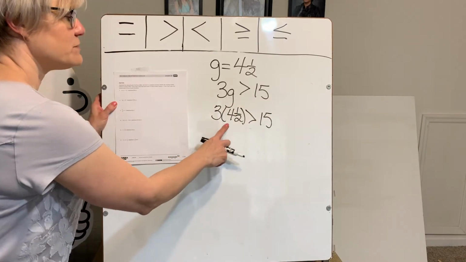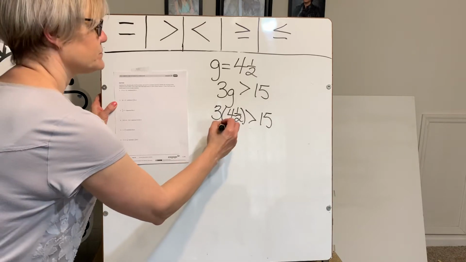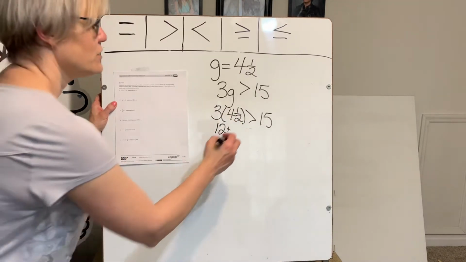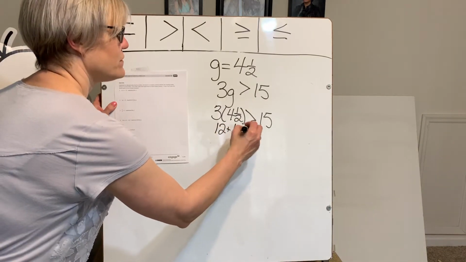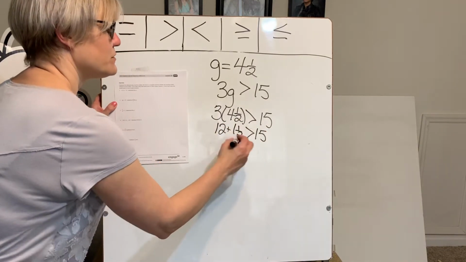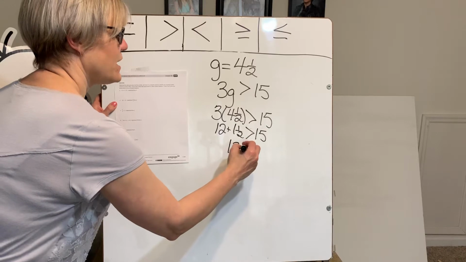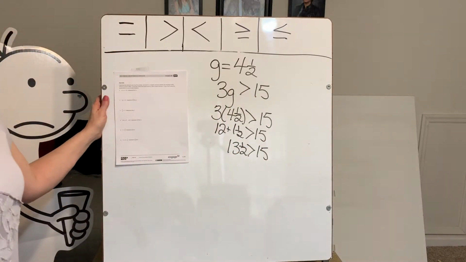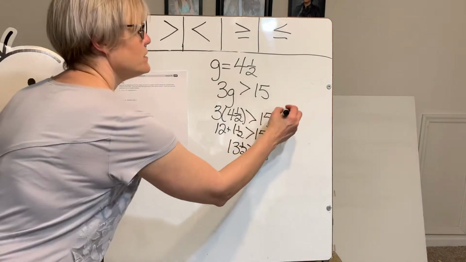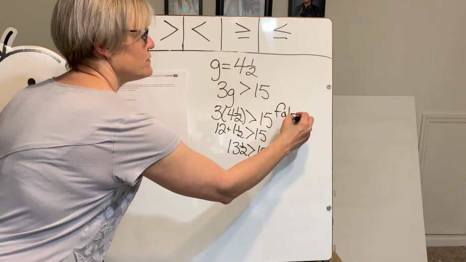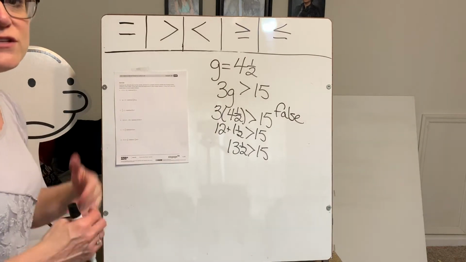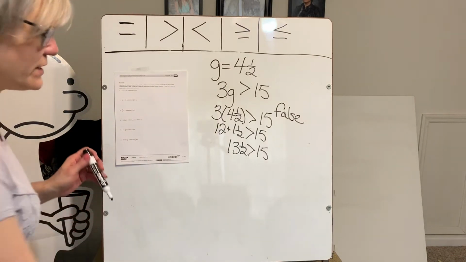So I've got 4 times 3, I know is 12. But then I also have 3 times half, which is going to be 1.5. So then when I put those together, I've got 13.5 is greater than 15. Well, 13.5 is not greater than 15. So this statement is going to be false. And see, this is one where you needed to work it out a little bit so that you would understand what the answer was.